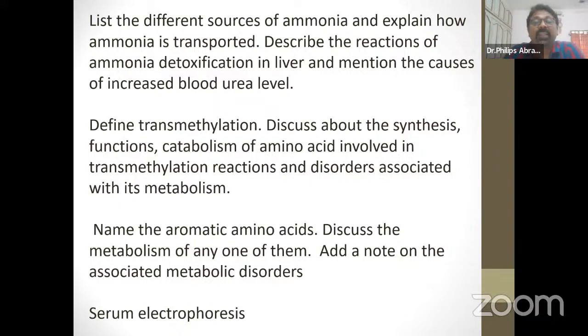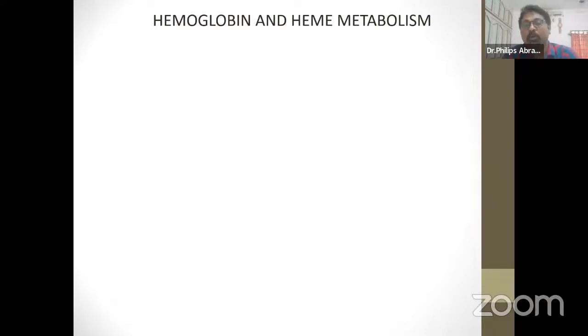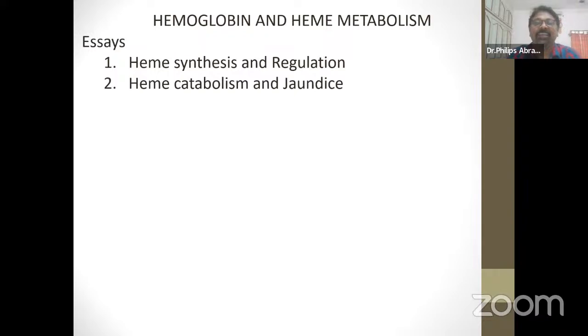Okay. Another topic is hemoglobin and heme metabolism. Here, two repeated questions are there. One is about heme synthesis and regulation. Another one, heme catabolism and jaundice. So this is one important topic. Either in your theory or in practical examination, we ask this question many times, because in abnormal urine analysis, we will give you the urine sample of an obstructive jaundice case. So either in theory or practical, this is very important.